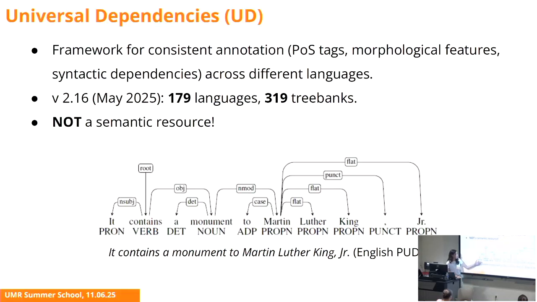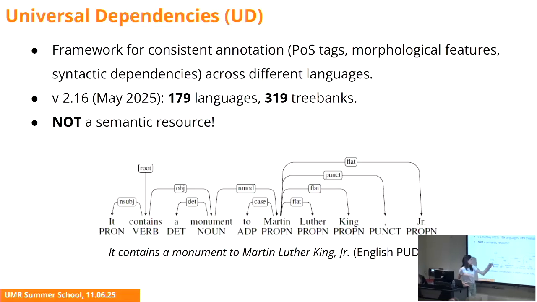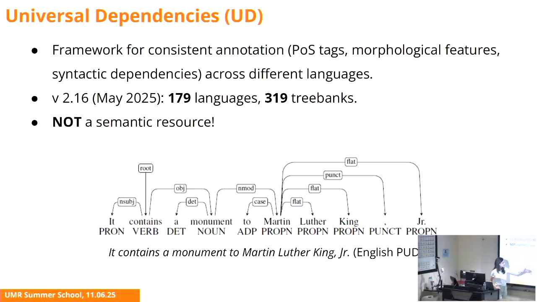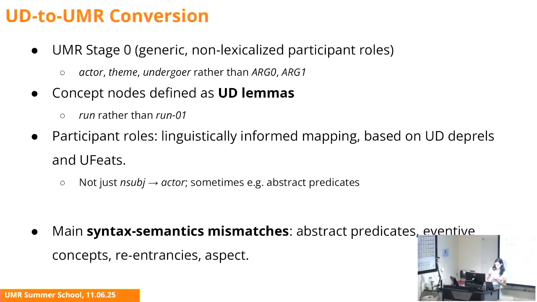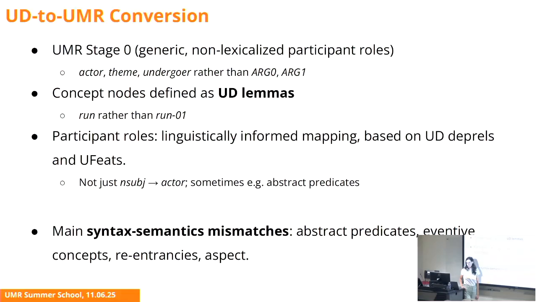In the slide, you see just an example of a UD tree. UD trees are rooted trees, so you have a root, which is most of the time the main predicate of the sentence, and then every other token is attached either to the root or to its head. I'm going to show you the UMR of this sentence, so keep it in mind. Okay, a few words about the conversion from UD to UMR.